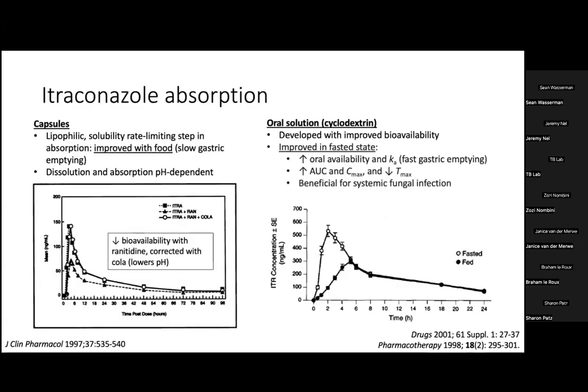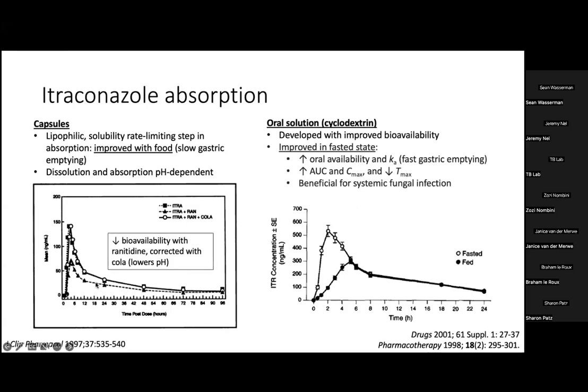So here's an example of how bioavailability can influence overall drug exposure. And this is an example of itraconazole, the azole antifungal drug. So there are two forms of itraconazole. One is the capsule form, which is an older form of the drug, but we actually somehow still use it. These are lipophilic, and so solubility is a rate limiting step in absorption. And it's improved with food, which slows gastric emptying and allows for more time for these capsules to dissolve. But the dissolution and absorption of itraconazole capsules is pH dependent.